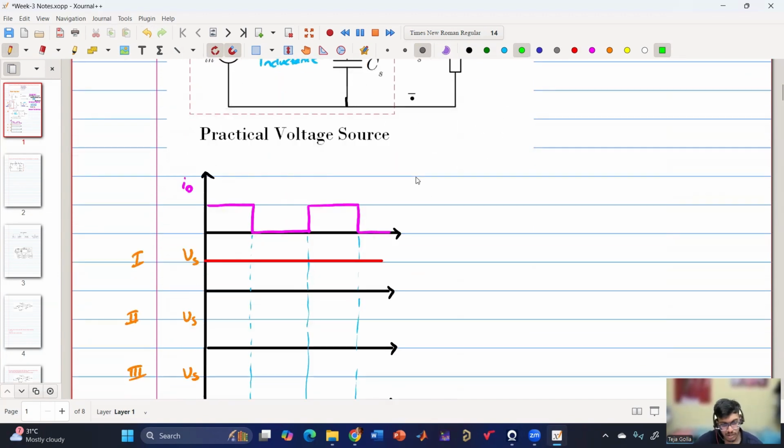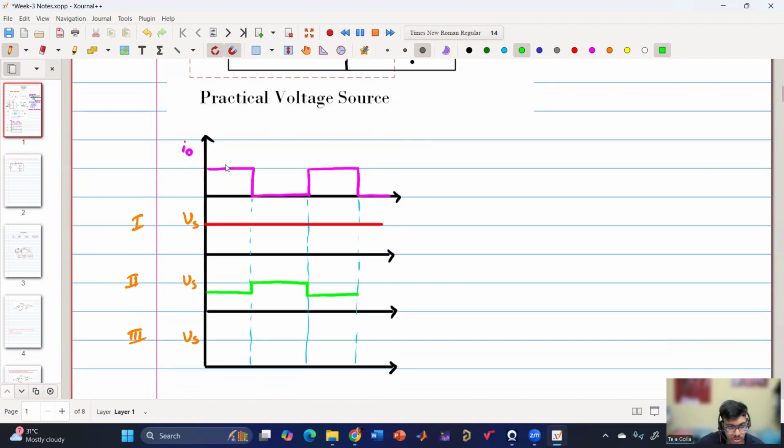So whenever there is higher I naught, then the VS will be a little bit smaller. Whenever it is 0, then it will be the actual voltage. Else, again, it will be smaller. Is this clear? Because once we fix I naught, voltage will be fixed, but it will be lesser than what it is supposed to be. So whenever I naught is like this, then it will have this voltage. Whenever it is like this, then it will have this voltage. So is this clear? Yes, it's clear.